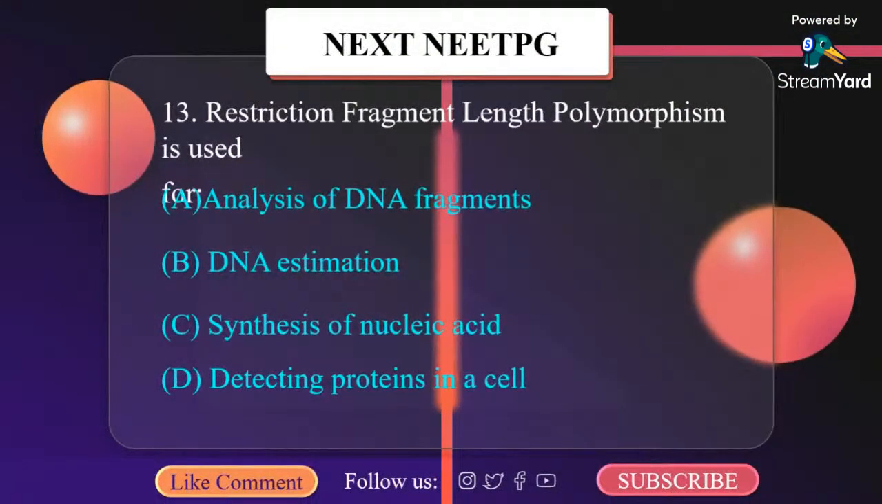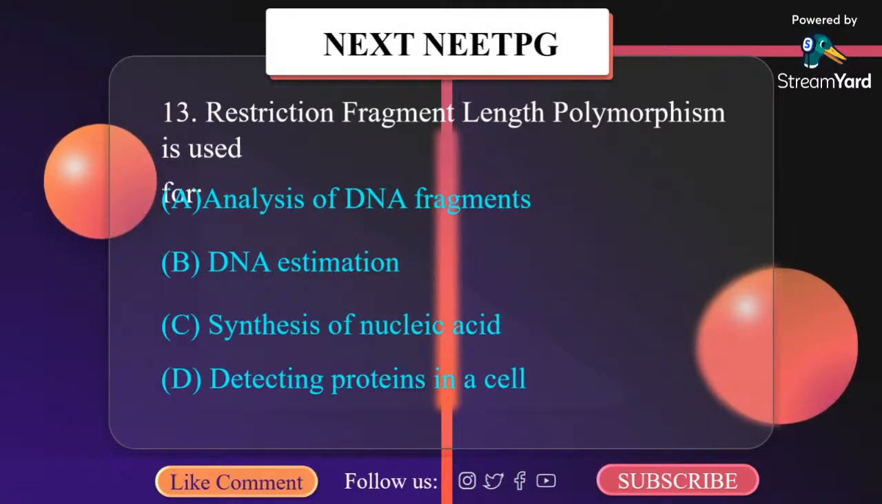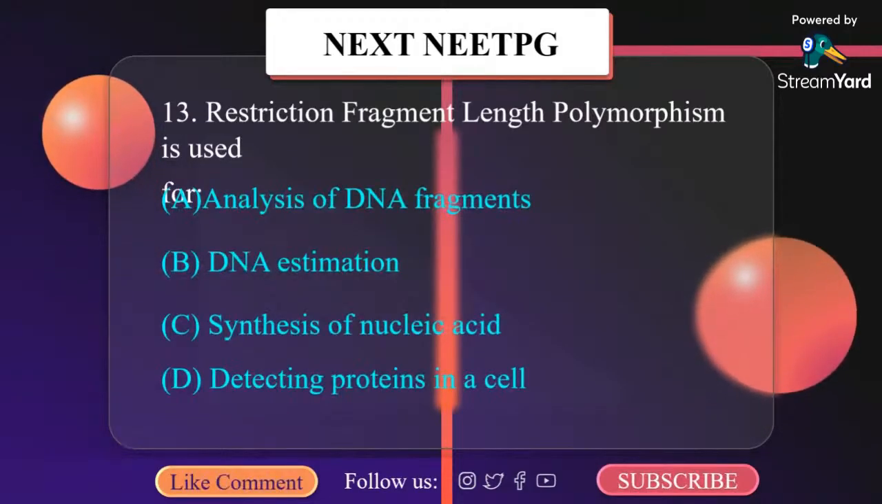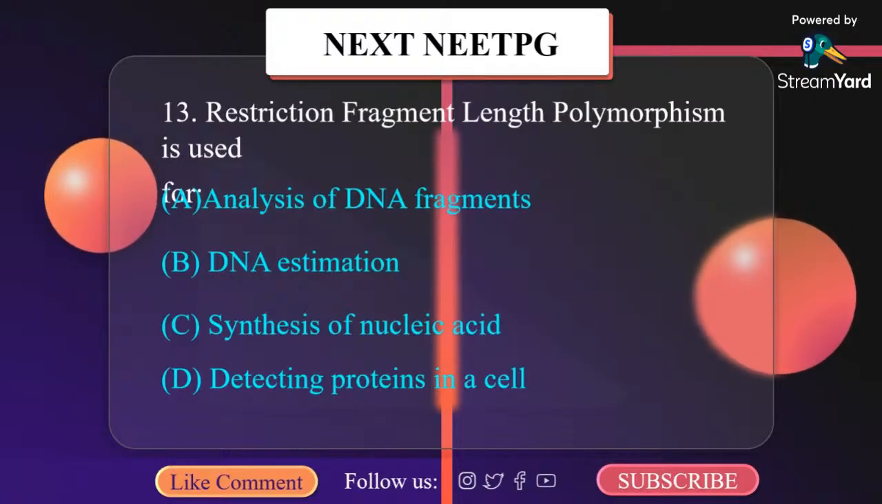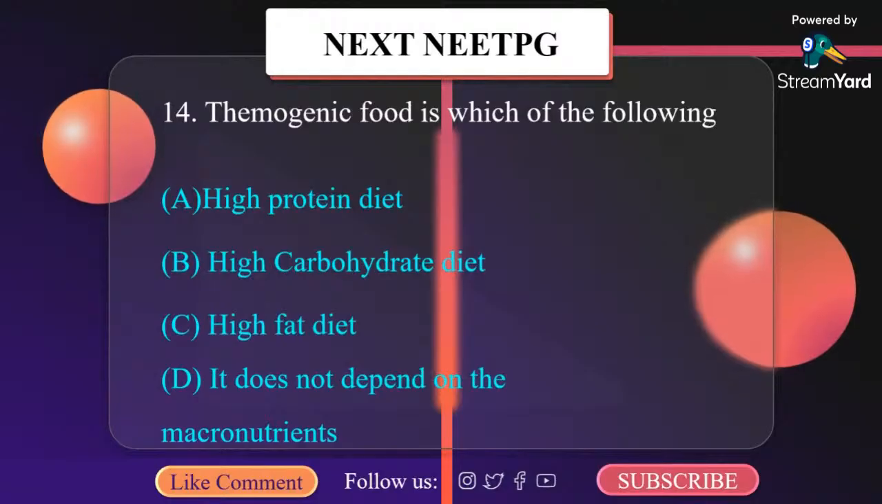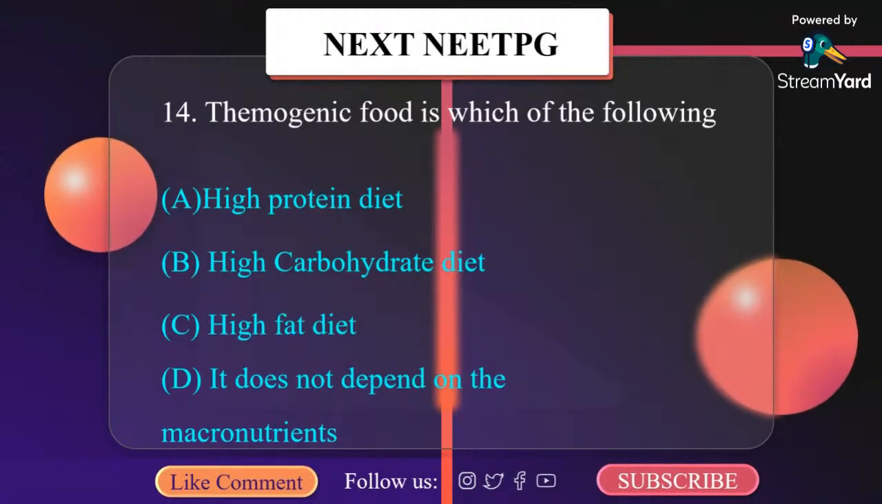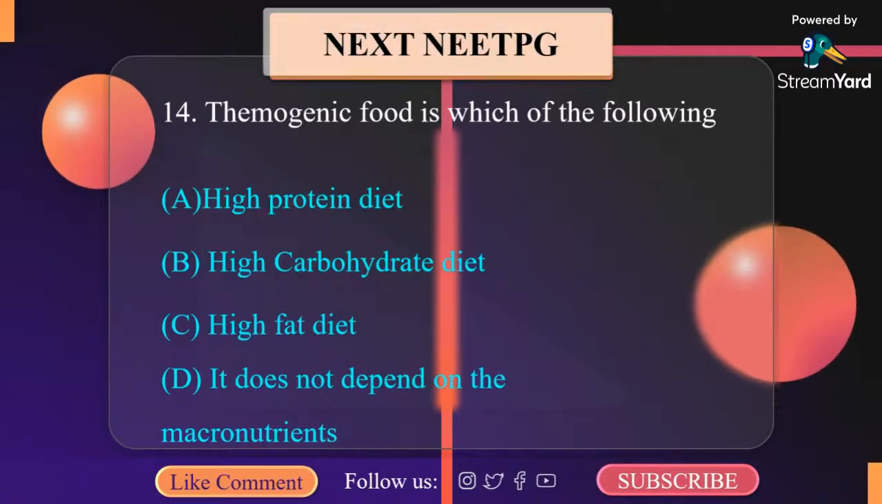Restriction fragment length polymorphism is used for analysis of DNA fragment, DNA synthesis, synthesis of nucleic acid, detecting proteins. It is analysis of DNA fragment. Thermogenic food is which of the following? High protein diet, high carbohydrate, high fat diet, does not depend on macronutrients. It is high protein diet.